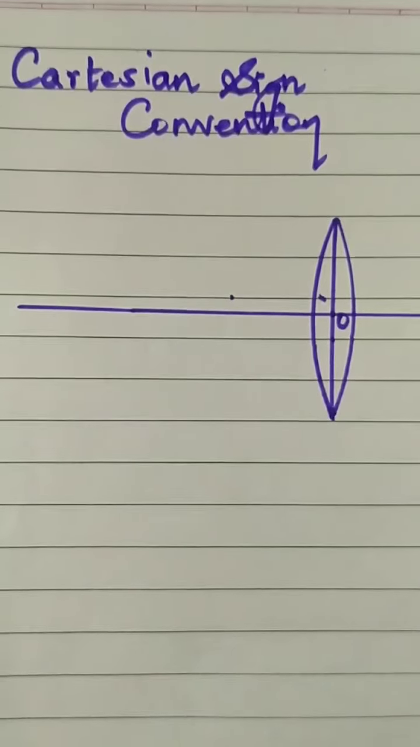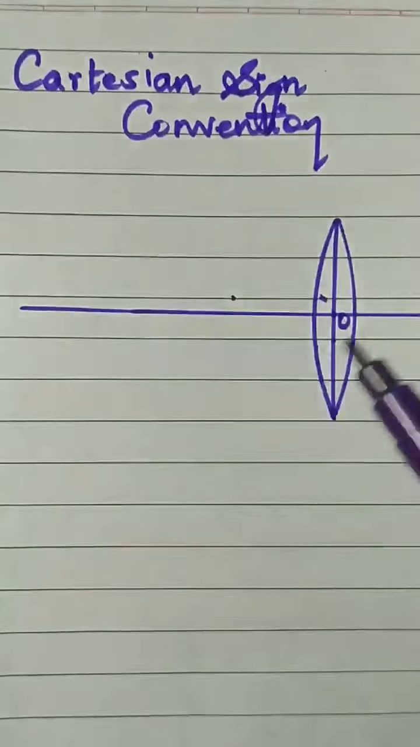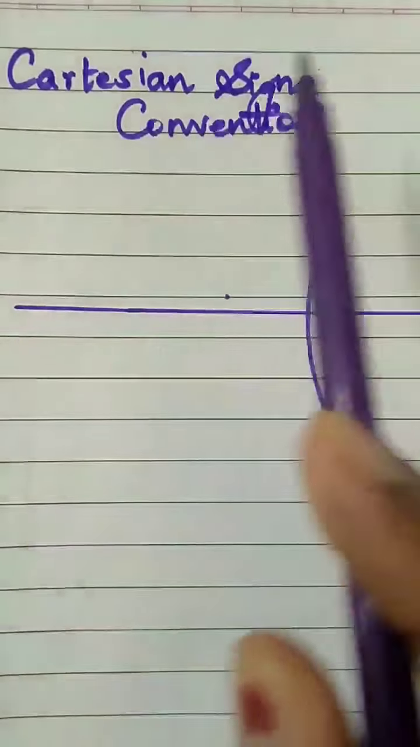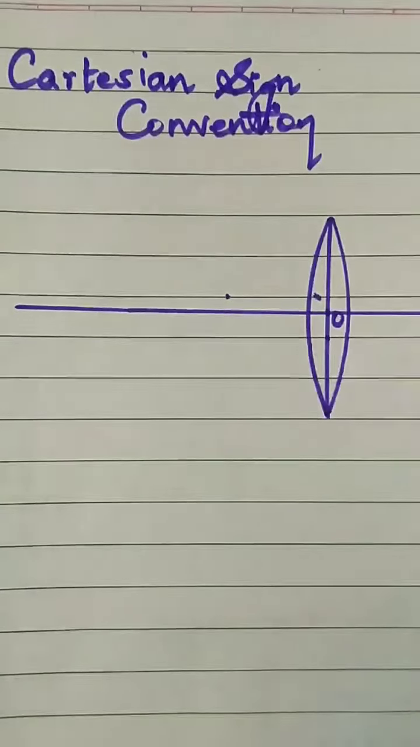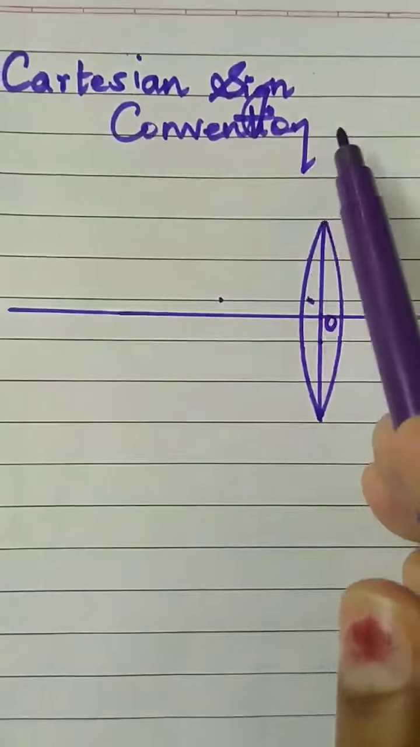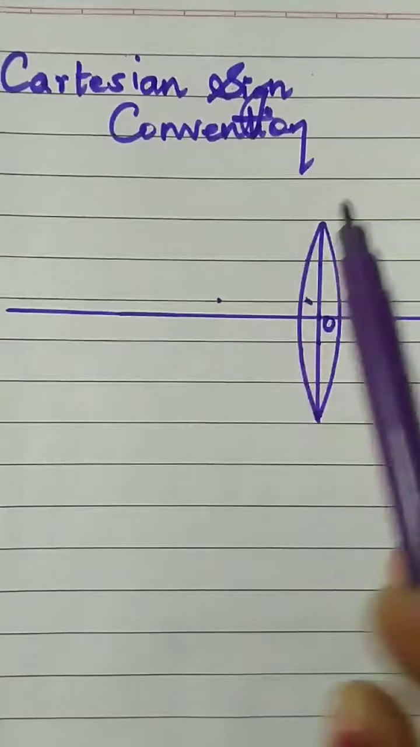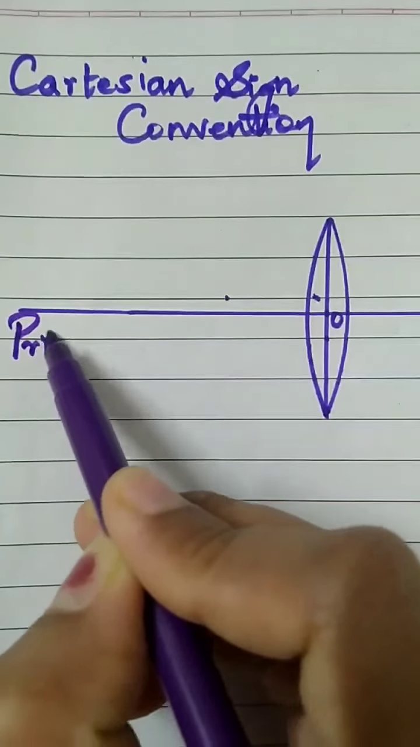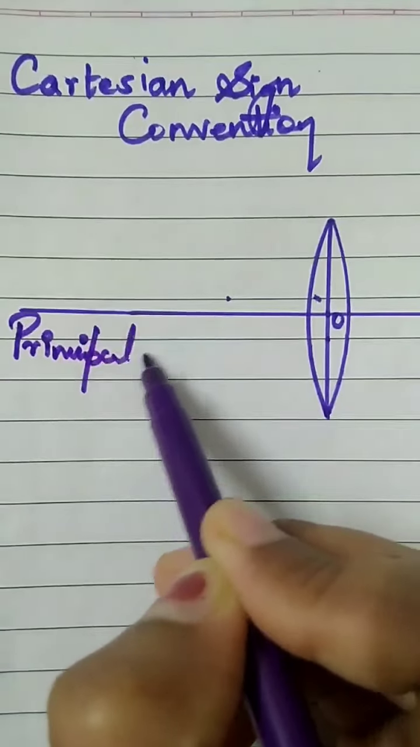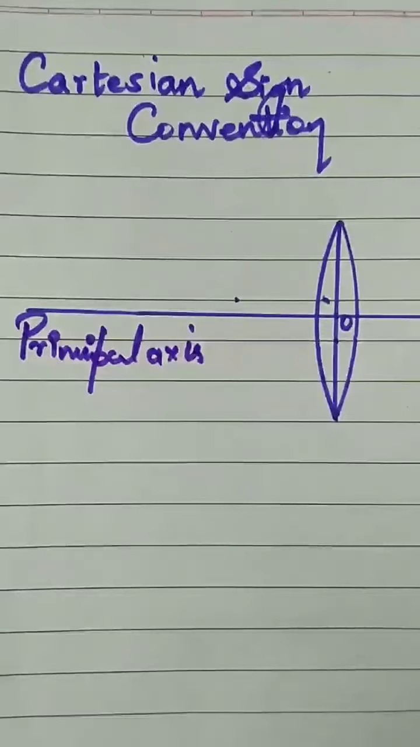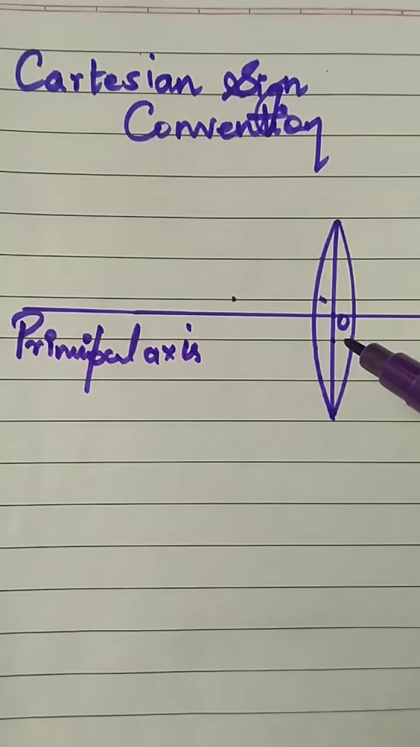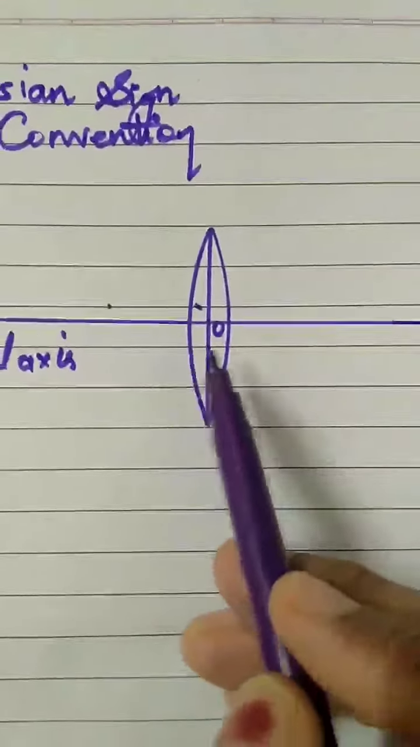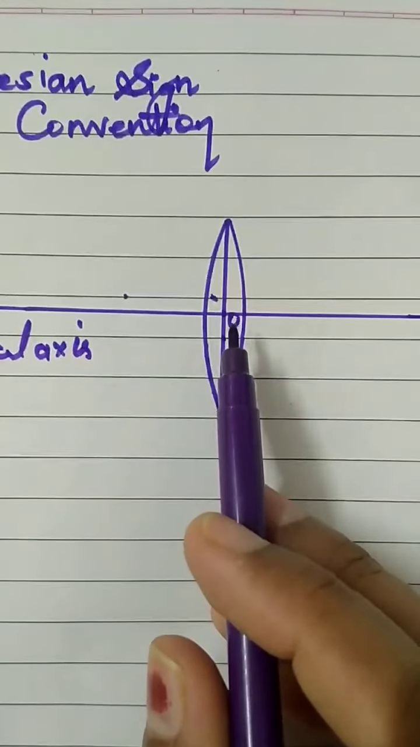Okay, children, now let us talk about the Cartesian sign convention for concave and convex lens. For convex lens and concave lens, the Cartesian sign convention remains the same. We will compare it to your geometry. In geometry also we have learned x-axis and y-axis. Here the principal axis will be considered as the x-axis. The optical center we will consider as the origin. All the distances you measure from the origin, so the origin will be the optical center.